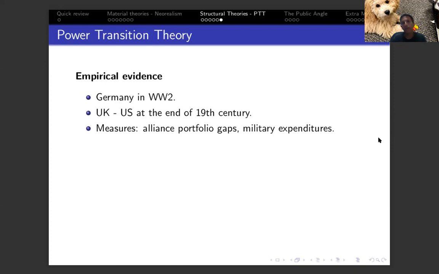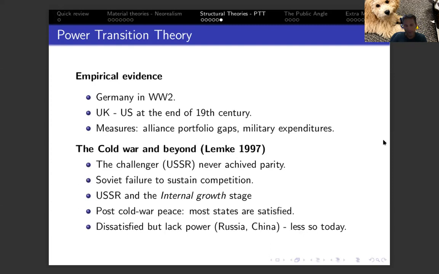So that's some of the empirical evidence. I also want to talk briefly about a study by Doug Lemke that was published in the late 1970s, which analyzed the Cold War and the post-Cold War era through the prism of the power transition theory. During the Cold War, according to his argument, and I also made that argument here, the United States was the dominant power. The challenger was the Soviet Union. But according to the way he described it, the Soviets never actually achieved parity. That explains why we didn't have a system-altering war during the Cold War.